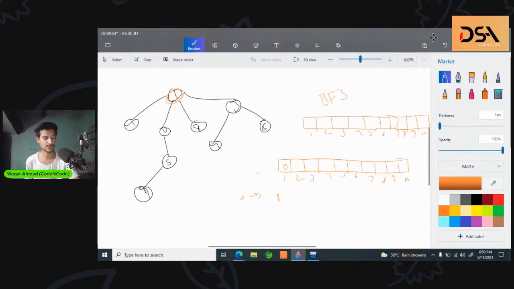Node one is the only node which is at distance zero from our root node, right? We are evaluating the distance of all other nodes from node one. So node one is at distance zero. Now process all of the nodes which are at distance one. How can you do that?